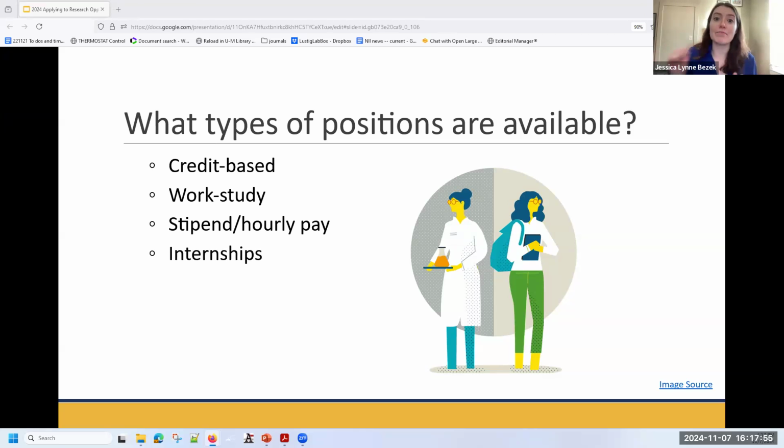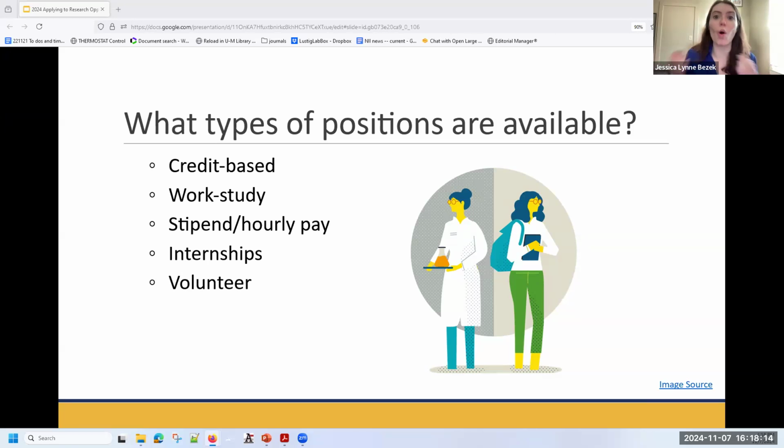And then, as I highlighted in my path, one of the things that I did was internships. And so these are sometimes paid, sometimes not. They can often be over the summer. They can also occur during the school year. But those are another way that you can get involved in research.